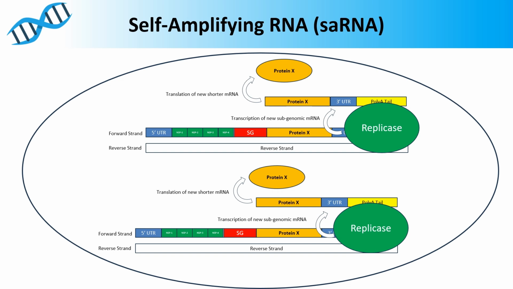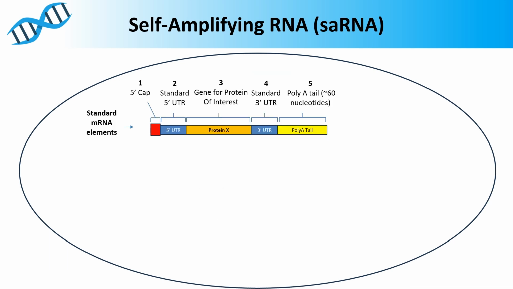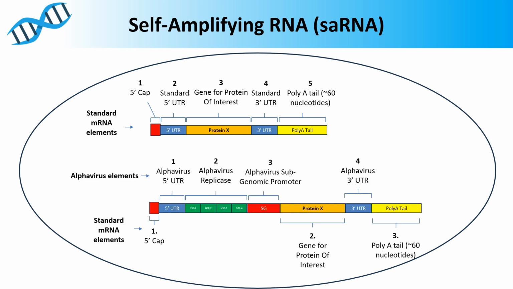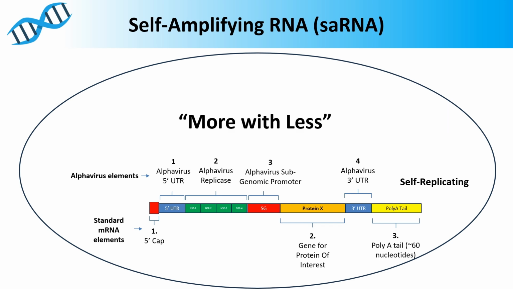Just to recap, rather than having an mRNA with these standard elements that you learned about previously, if you manufacture an mRNA molecule with these 4 additional alphavirus elements alongside these standard mRNA elements, and you combine them together in this specific configuration, you'll go from having a normal mRNA that is non-replicating to having an mRNA that is self-replicating, giving you this amplification effect. So you can essentially do more with less.